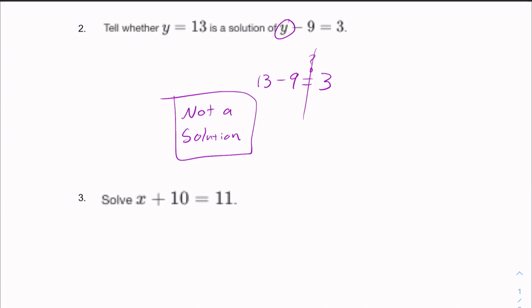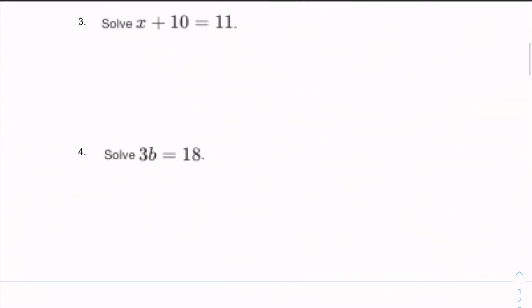Moving on. Solve the problem x plus 10 equals 11. So to solve one-step equations like this, I use inverse operation. So plus 10, so minus 10. That goes away. 11 minus 10 is 1, so I have x equals 1. To check my work, I can do 1 plus 10 equals 11. Does that work out? Plug the 1 in for x. Yes, it does. 11 equals 11.